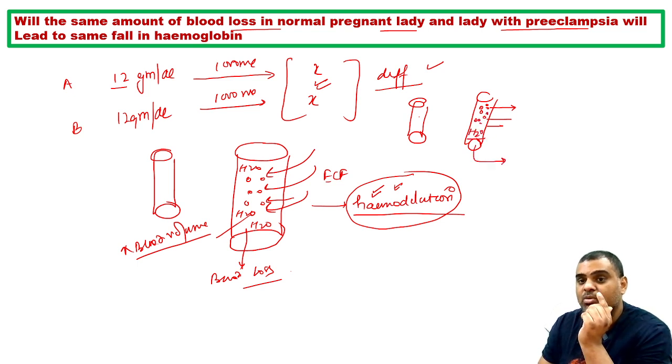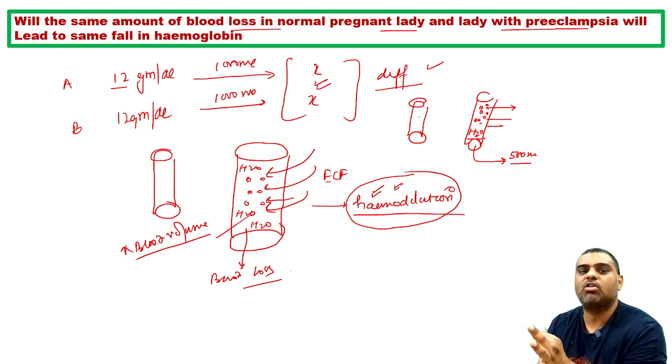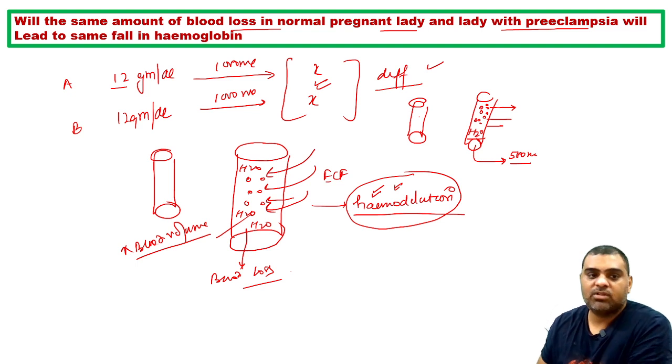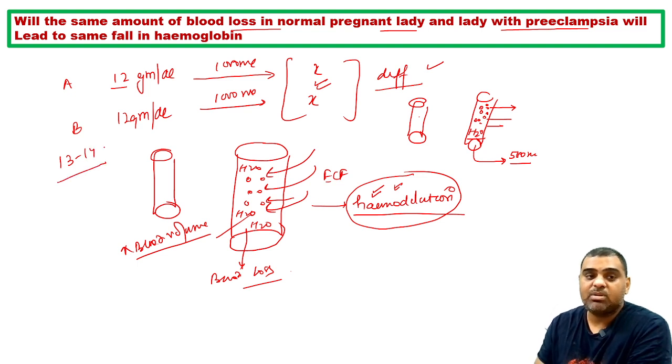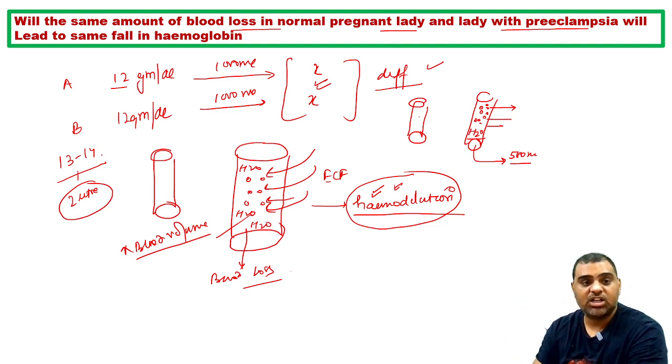So now if the same amount of blood is lost, there will be more loss of the RBCs and less loss of the other material like water. So the same amount of blood loss in a preeclamptic lady will lead to a greater fall of the hemoglobin. This is why, a lot of the time in severe preeclampsia, you will see that hemoglobin will come out to be 13, 14. But please remember, even a 2 liter loss will lead to a drastic decrease in the hemoglobin, because this is very hemoconcentrated blood because of the capillary leakage.